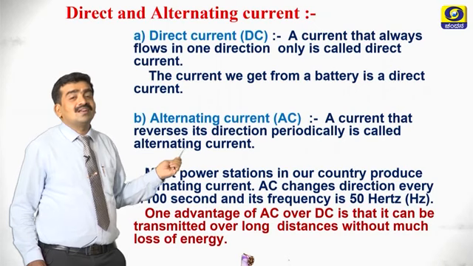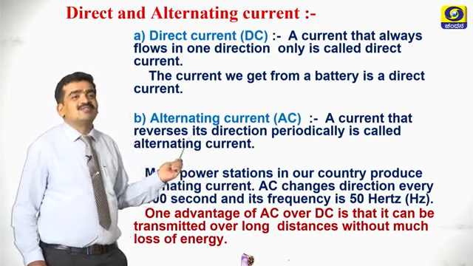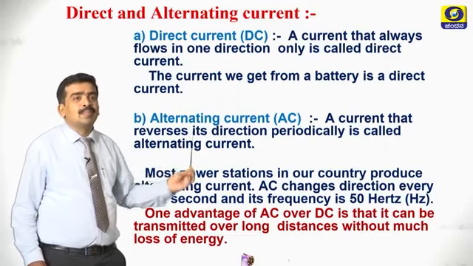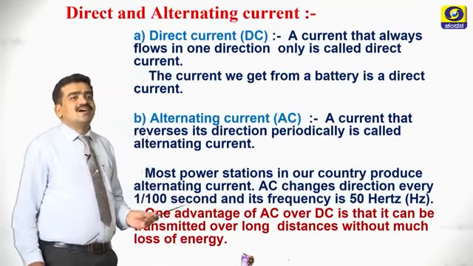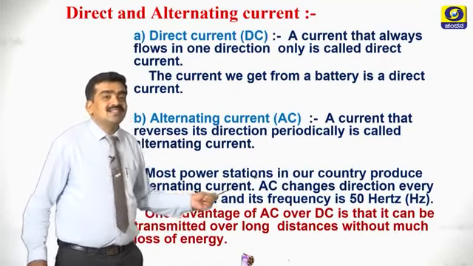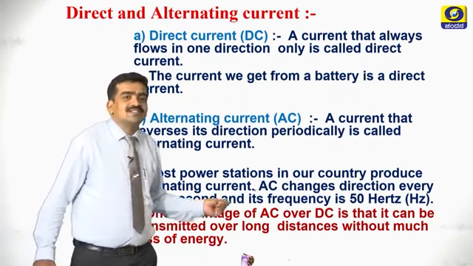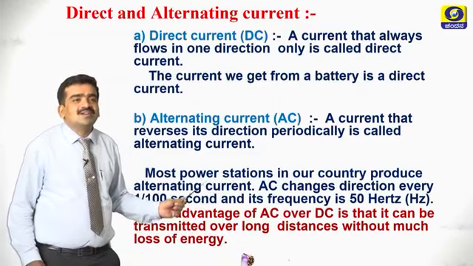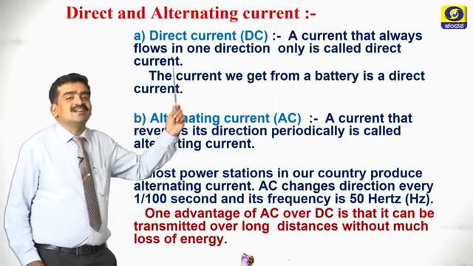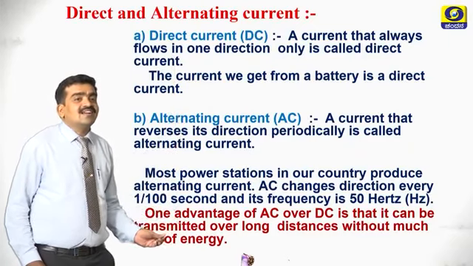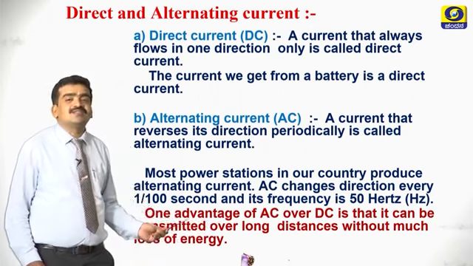But what about alternating current? It is going to change its direction periodically. That is what we call alternating current or AC current. So here, most power stations in our country produce alternating current. AC changes its direction every 1/100th of a second and its frequency is 50 hertz. And one important advantage of AC current over DC current is that AC current can be transmitted over a long distance without much loss of energy.